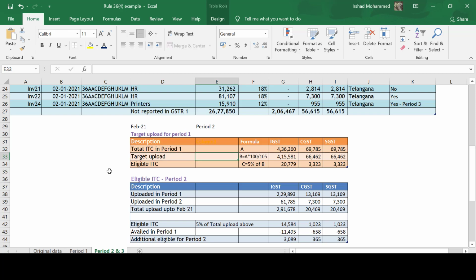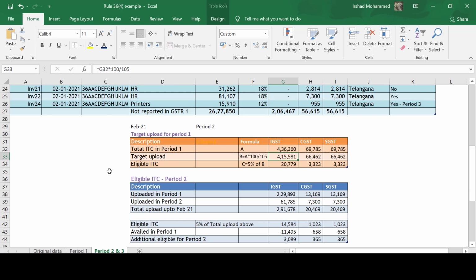So in order to arrive at target upload, we need to carry forward previous period data of invoices which were not reported and do the back calculation to arrive at the value of invoices which has to be uploaded by the suppliers in this way. You can see here, this is the target upload and this is the total ITC of the previous period, and if we do the back calculation like this, we will arrive at one figure which is a target upload.